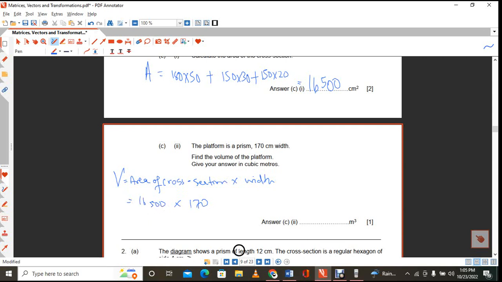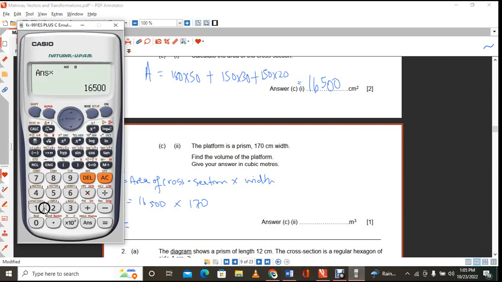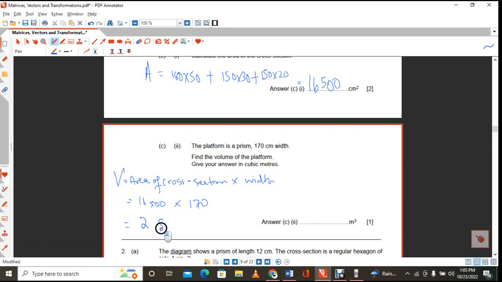Here will give us the square cubic centimeter. But remember, multiply our answer there by 170. So our answer is 2,805,000. But this is cubic centimeter, okay? That was centimeter and that was centimeter square. Our answer should be in cubic meters.